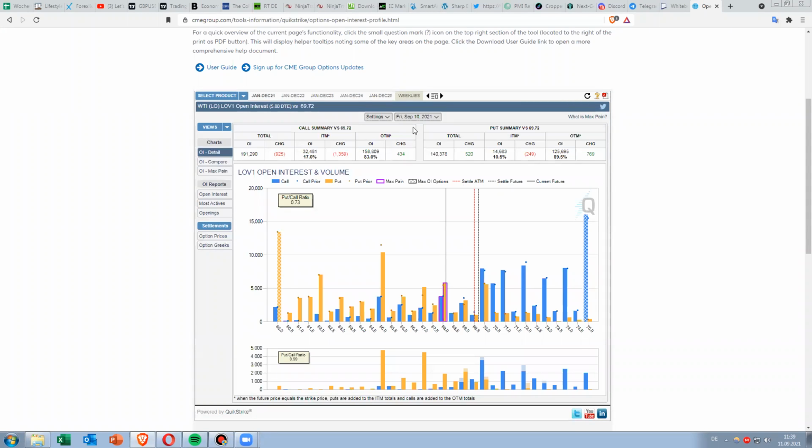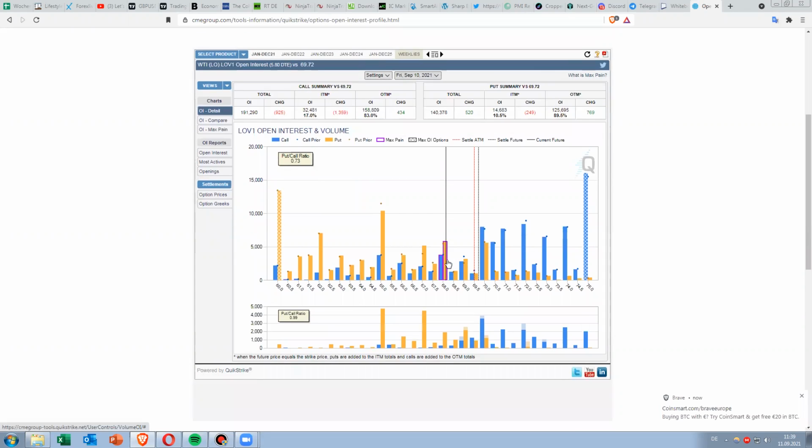Okay, so this is from Friday. We always look at the on the money puts and on the money calls. Basically, on the money puts are bullish and on the money calls are bearish. So we can say, wait, I get a call, 1 second.